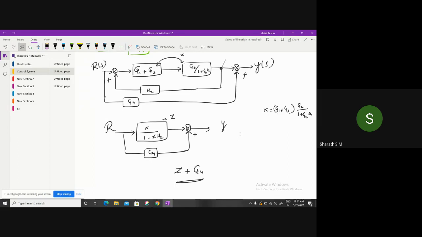Substitute the equations for Z as well as for X, and then simplify the equations.